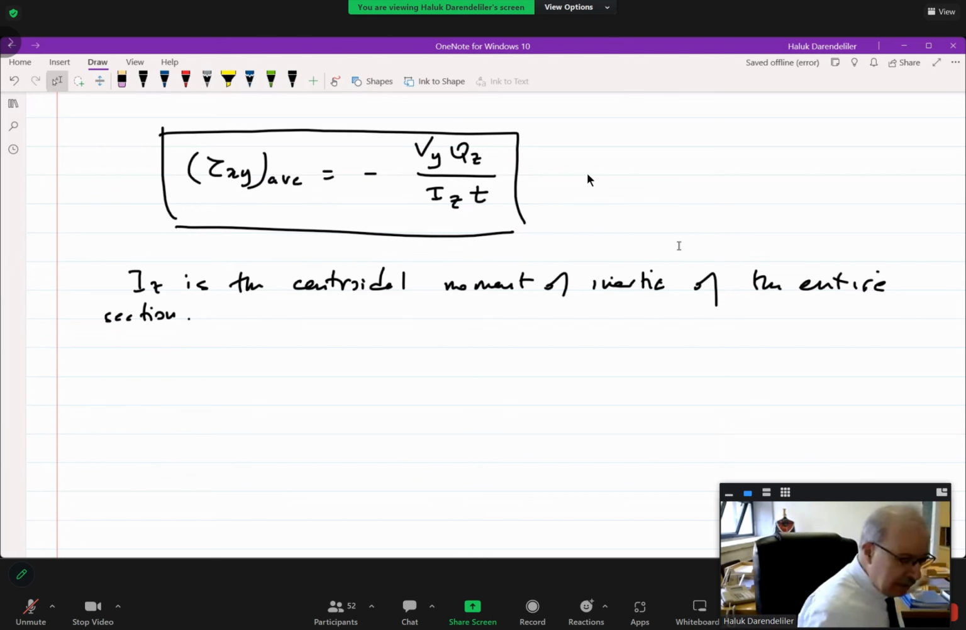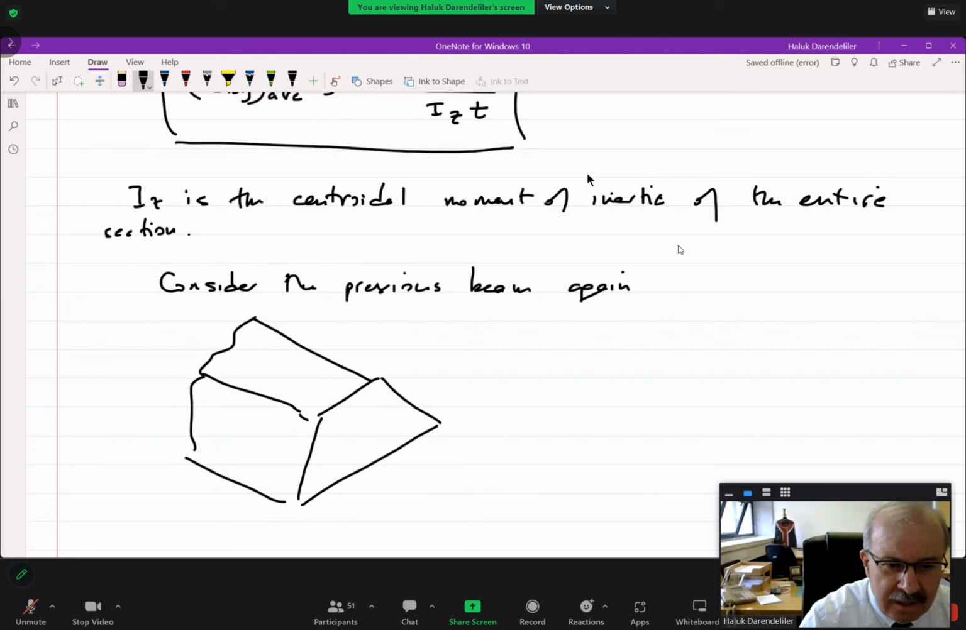Consider the previous beam again, the beam which we have started with. Now, on this beam, remember, we had such a cross section. This is not a slab, the whole beam. It goes like that, okay? And on this beam, we have, say, centroid somewhere here. And we have already attached a coordinate system, which is X, Y, and Z.